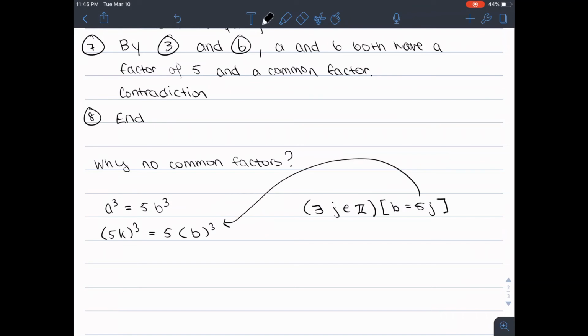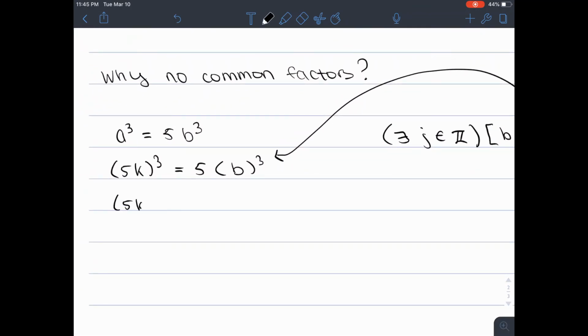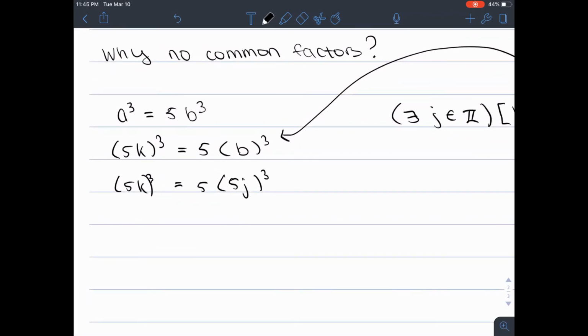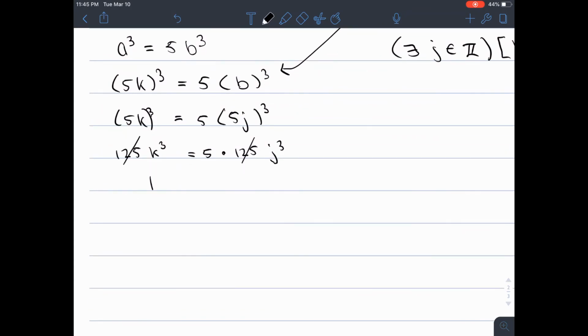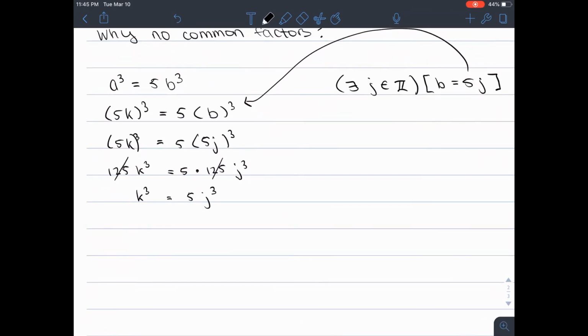Plugging this in here, we show that 5k cubed is equal to 5 times 5j cubed. We do some algebra, getting 125k cubed is equal to 5 times 125j cubed. Well, the 125s cancel out, and we're left with k cubed is equal to 5j cubed. Does this look familiar? Of course it does.